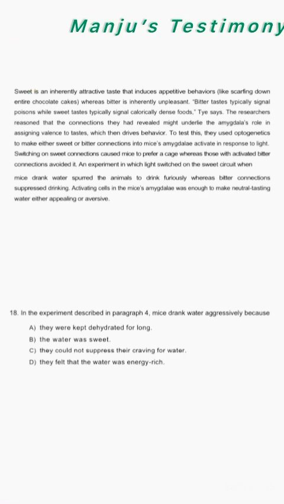C. They could not suppress their craving for water. D. They felt that the water was energy rich. First option, they were kept dehydrated for long. Did you see any sentence say that the mice were dehydrated? No, actually, let's read the text again to understand the meaning first.